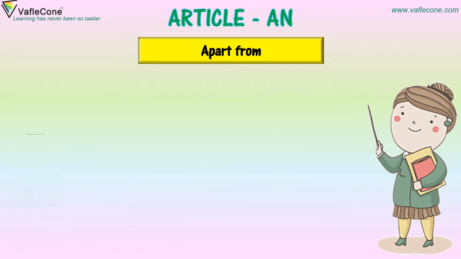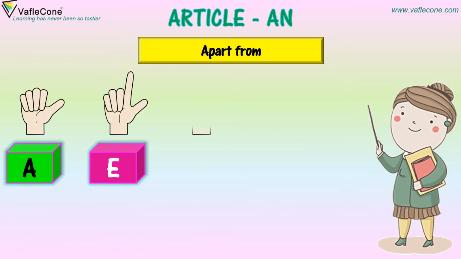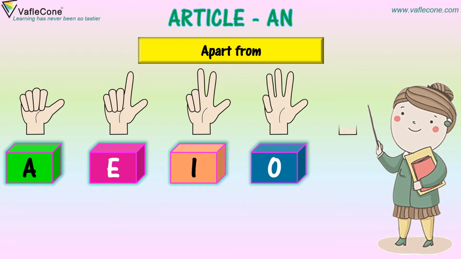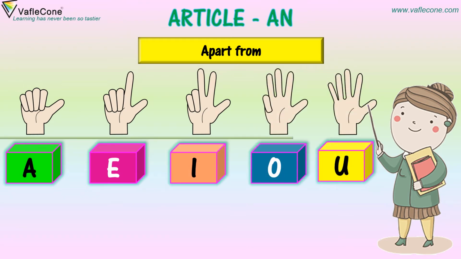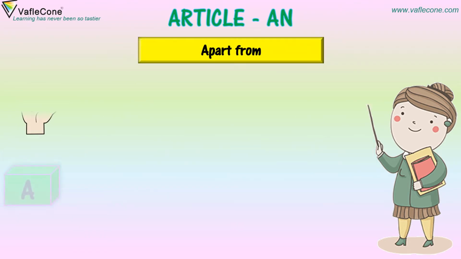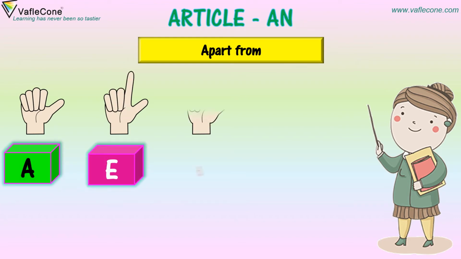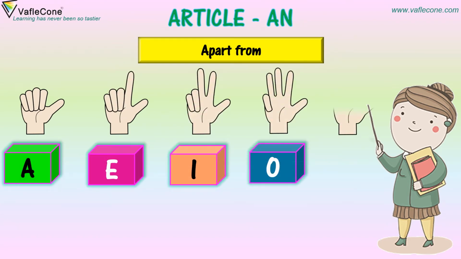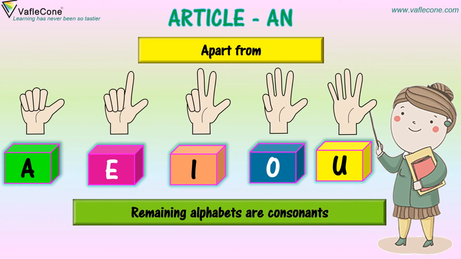Apart from A, E, I, O, U, the remaining alphabets are consonants. Very good, Dodo. Now let's see examples.